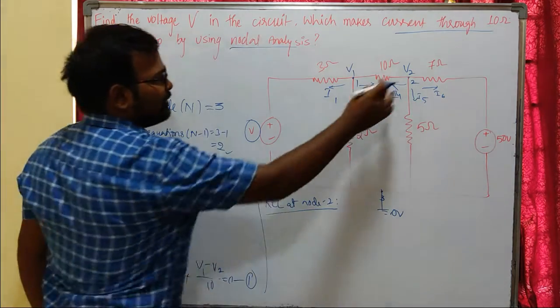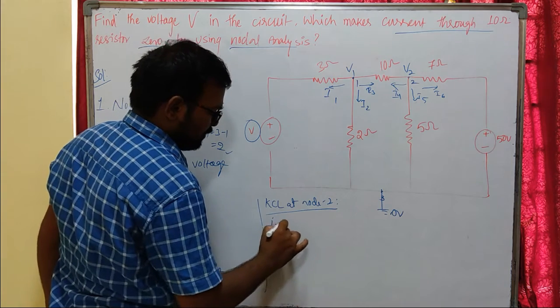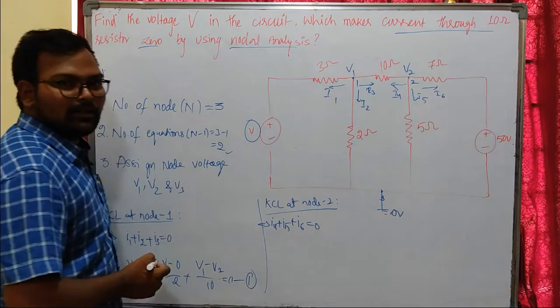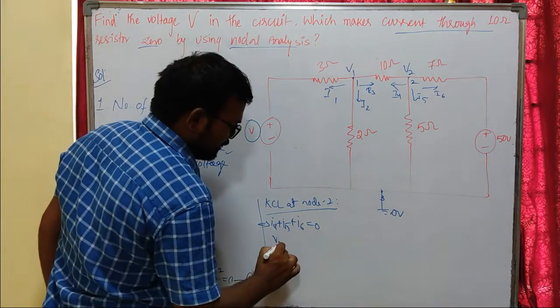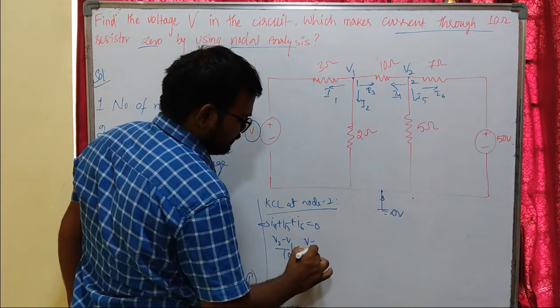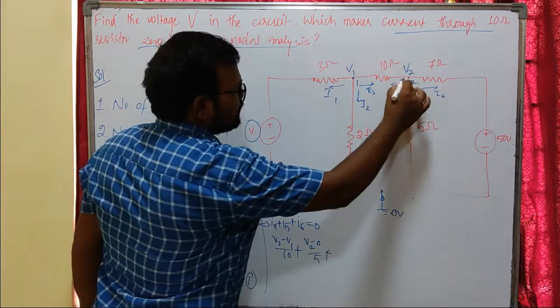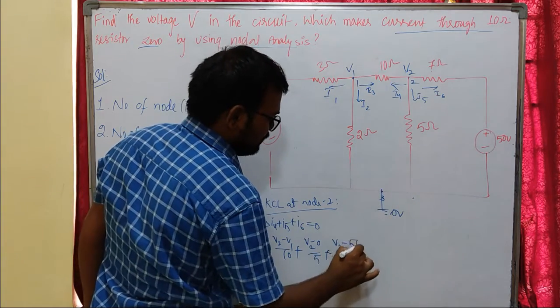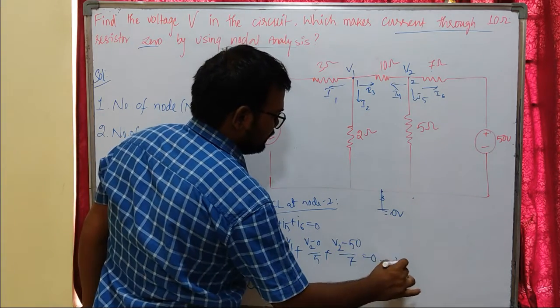I4 will be (V2 minus V1) by 10. I4 plus I5 plus I6 must be equal to 0 according to KCL. So I4 will be (V2 minus V1) by 10, plus I5 will be (V2 minus 0) by 5, and I6 will be (V2 minus 50) by what is the resistance, that is 7 ohms. (V2 minus 50) by 7, this must be equal to 0. This is our second expression.